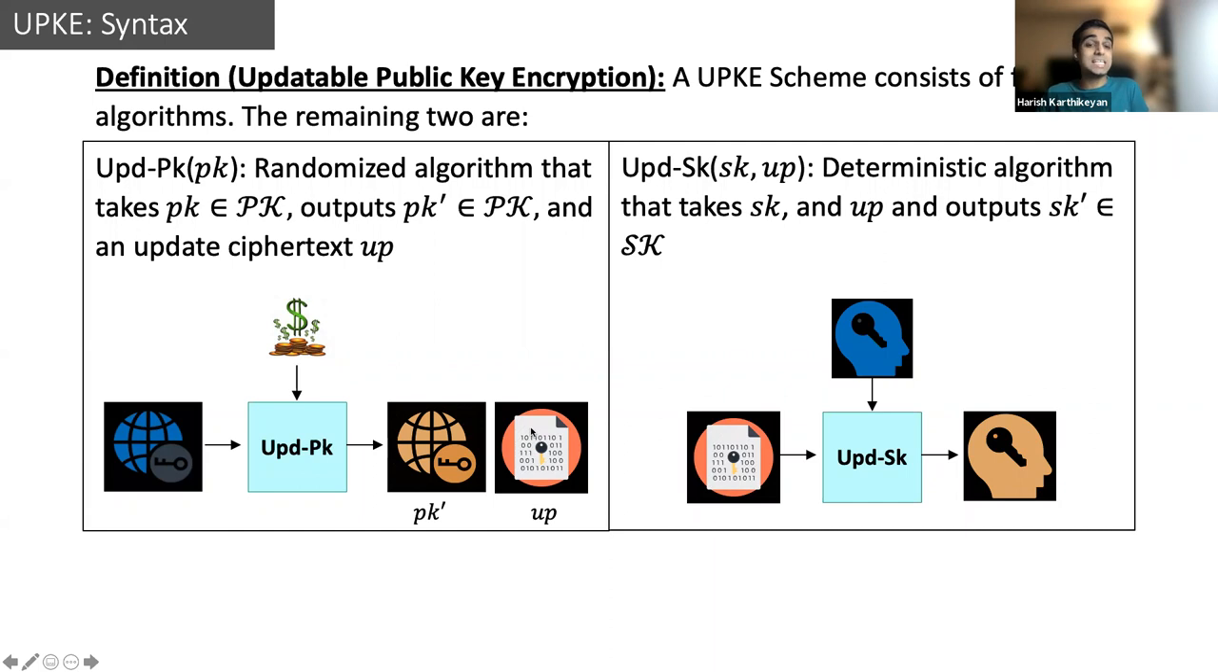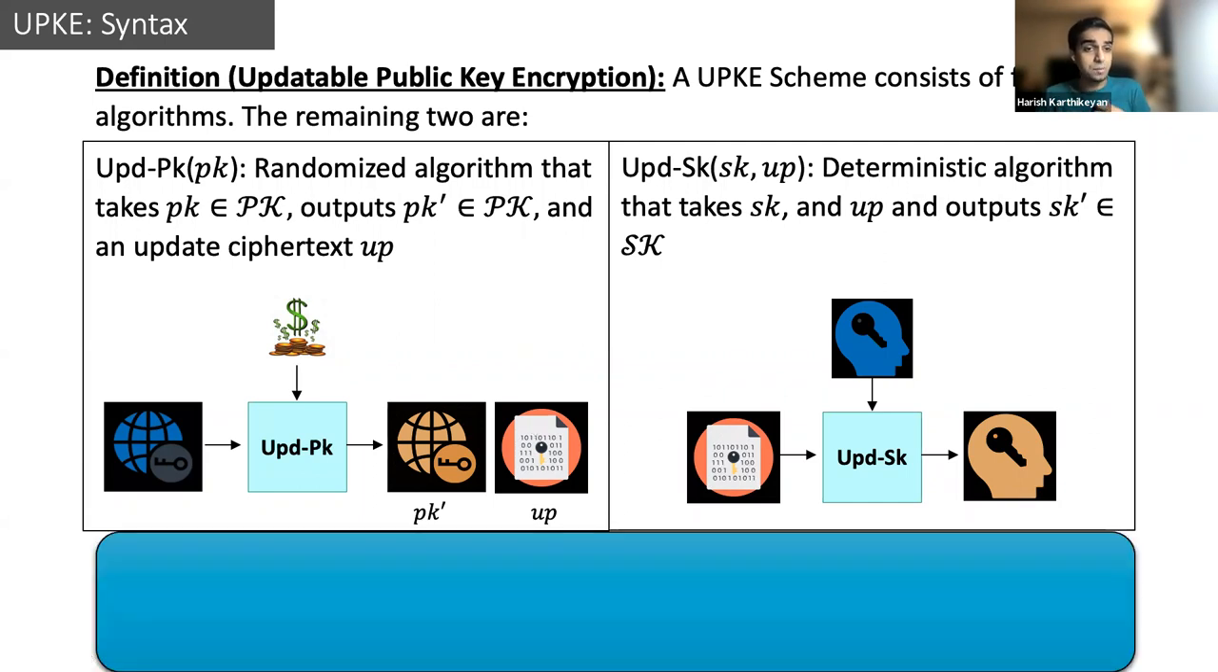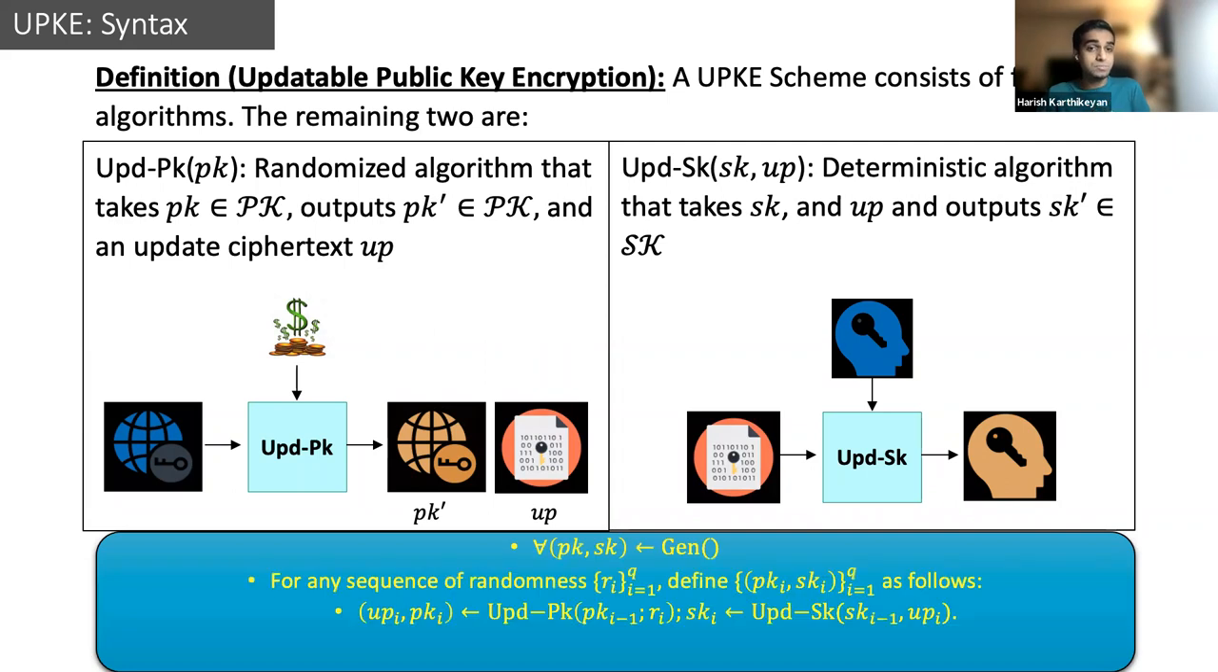So what is the correctness requirement? The correctness requirement is that if a message is encrypted with a public key, it is decrypted by the corresponding secret key. A very naive extension of a standard PKE correctness. So what is the security? What is our security model?